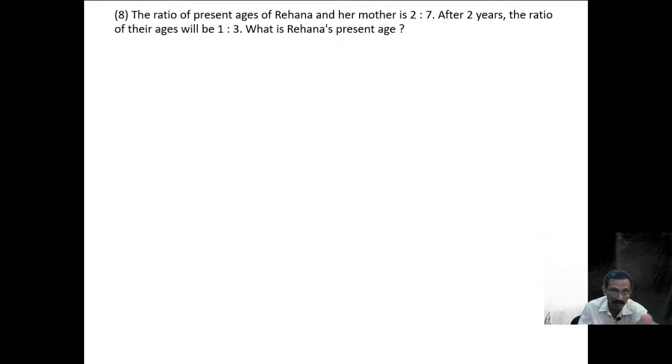If you look at the previous word problem and this one, in the previous problem the present ages were given to us. Here, the ratio of the present ages is given, 2:7, and after 2 years their ratio is 1:3. So what are their present ages? We have to find that. Suppose we assume a common multiple of the given ratio and assign a variable to it. Let x be the common multiple. So let's start with this solution.